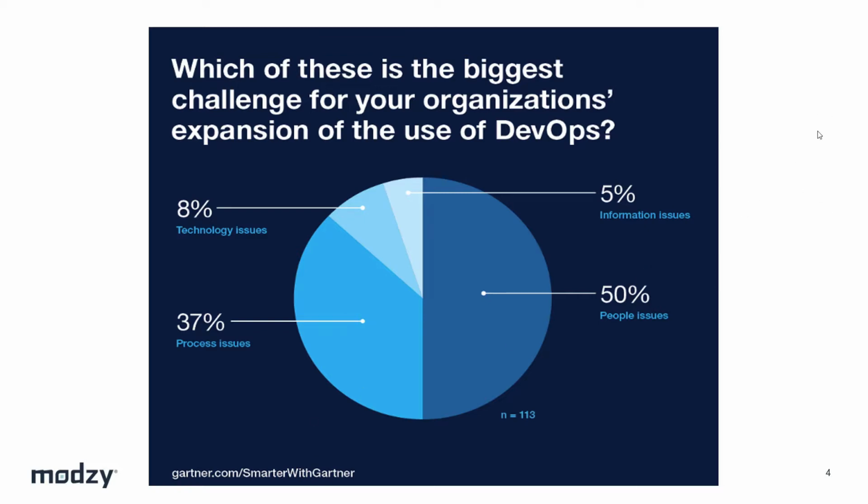Okay, so I wanted to start off by showing you a couple of slides that I found interesting. And here's a Gartner survey taken a few years ago of 367 IT and business leaders, of which 113 were using DevOps. They found that people and process issues were the primary concern among respondents. So people plus process equals culture. So I found that interesting. Next slide, please.